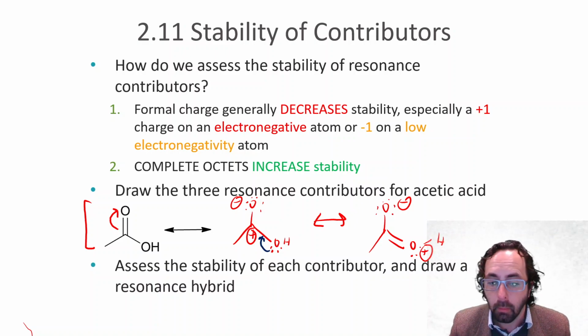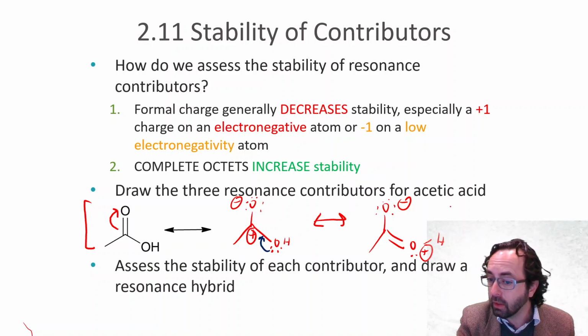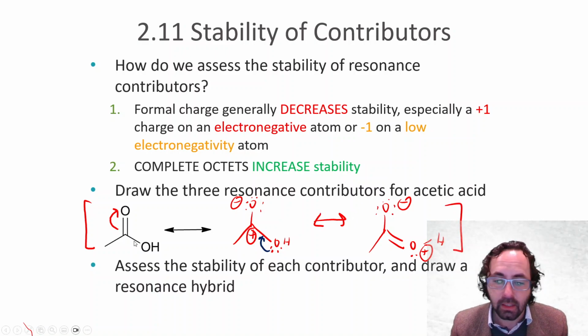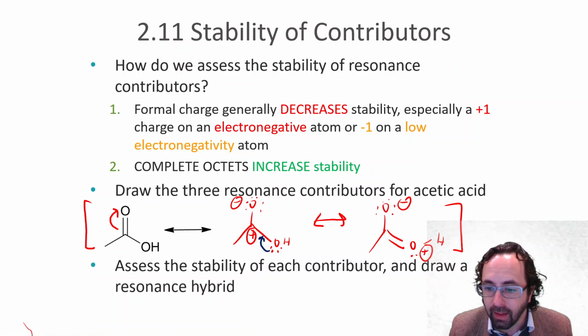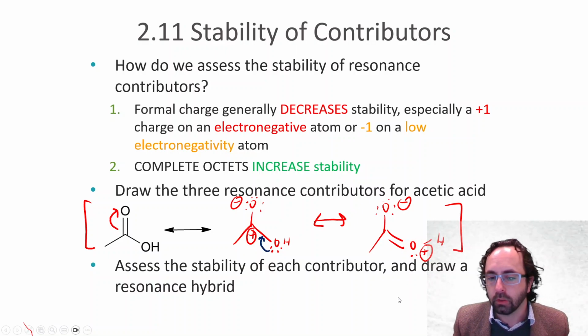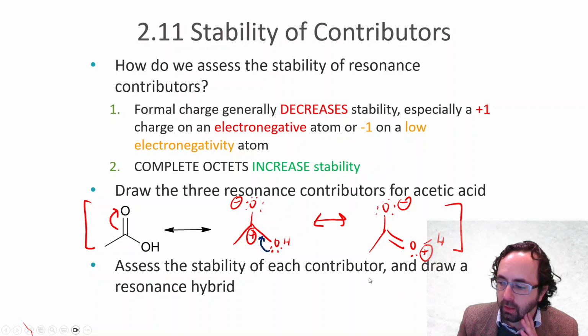Now when we think about the relative stability of each of these, clearly the one on the left with 0 formal charges is the most stable. And the least stable will be the one with the positive formal charge on the most electronegative atom. So this is most stable, the center one has intermediate stability, and this one is the least stable because it has a positive formal charge on a very electronegative atom, which is not good for stability.